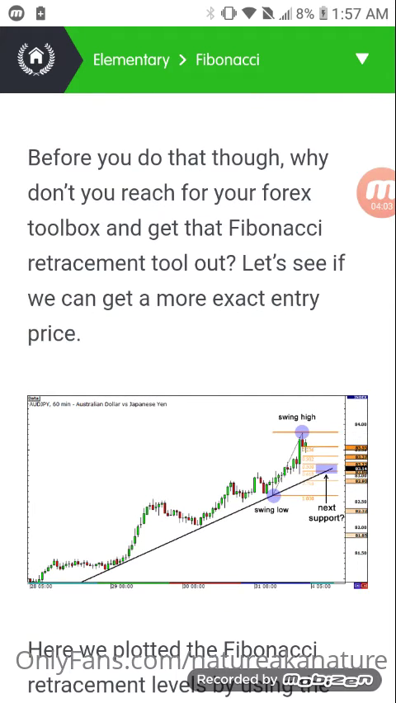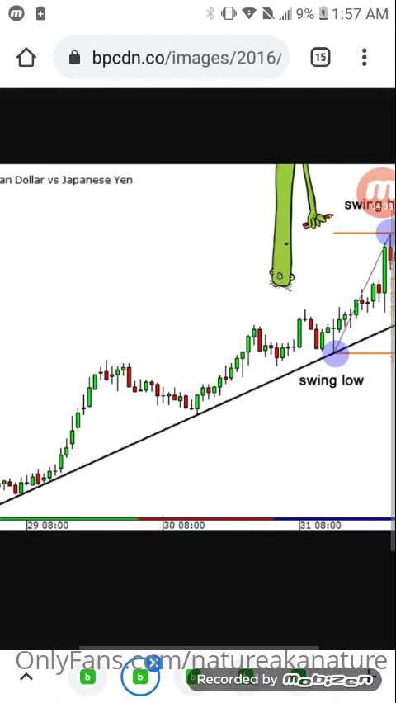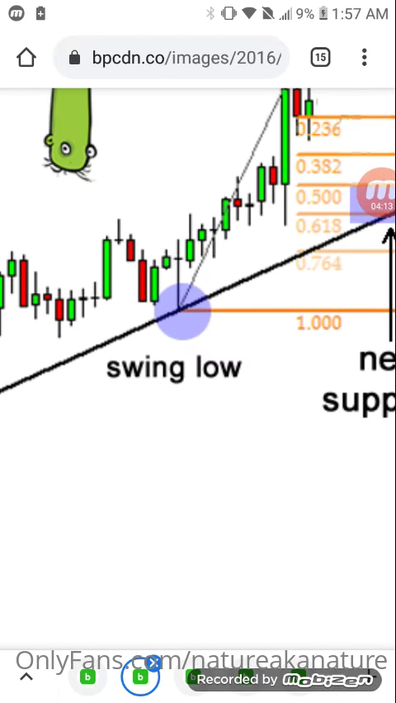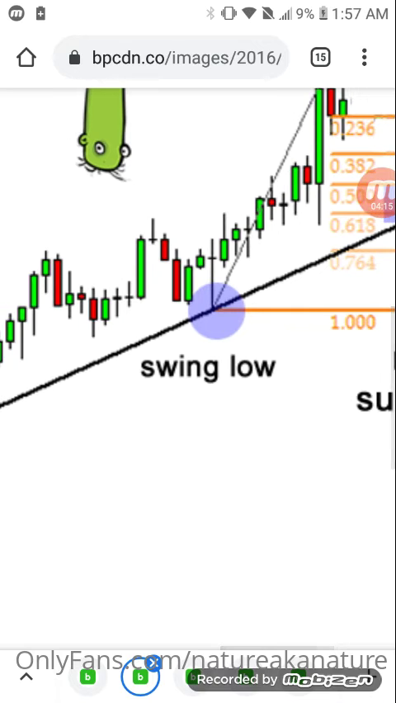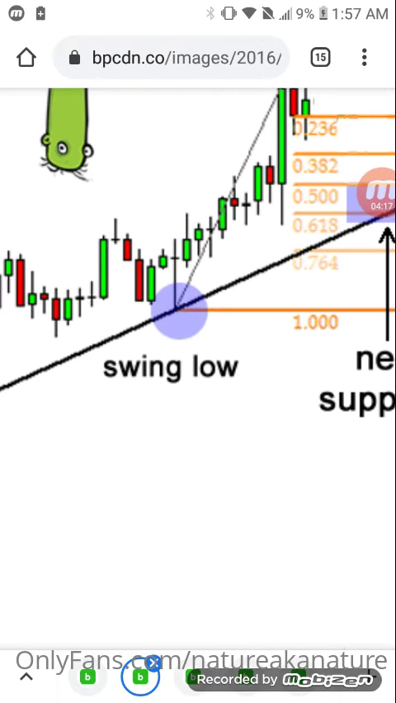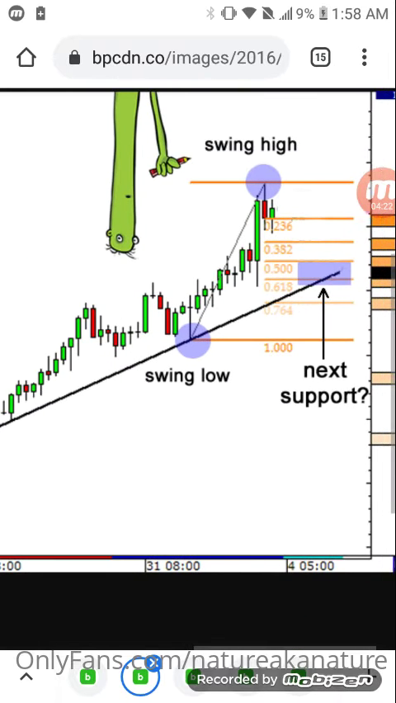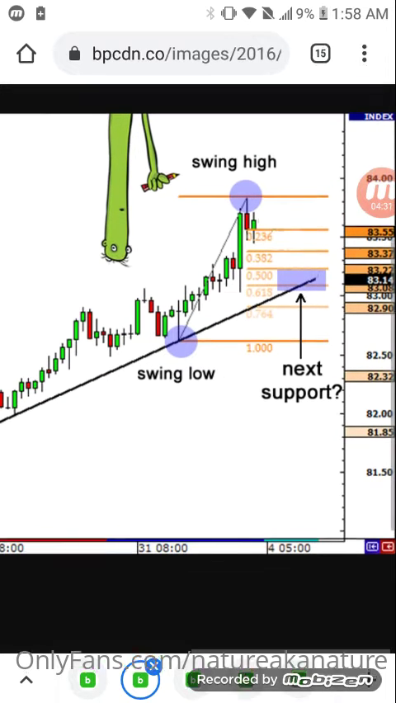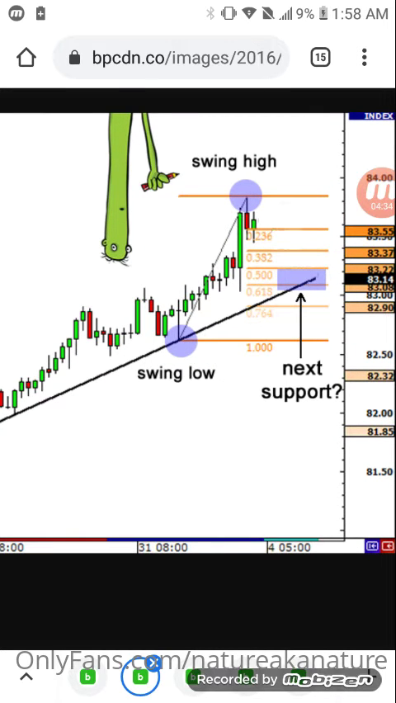Still the same trend, still the same ascending 1 hour trend line. Like I said, once price bounces off, that's when you could have got in right there. But if you didn't get in right there, you draw from the swing low, which is right here, to the swing high. And you already know these are the horizontal lines, or retracement lines.